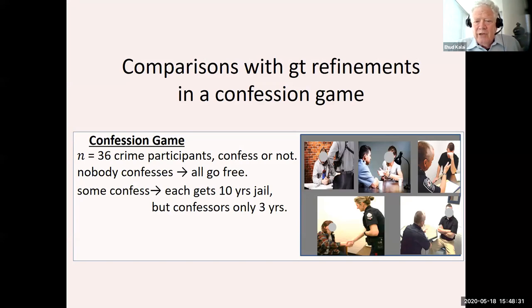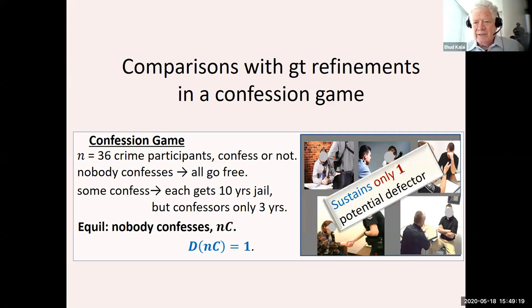Each player has to decide to confess or not, but somewhat similar, not the same, to the prisoner's dilemma, the police make a deal with them. So first, if nobody confesses, the police are going to have to let them all go free. But if some confess, the understanding is that each one of these crime-committing players will get 10 years in jail, but people who chose to confess will be rewarded by having their sentence reduced to only 3 years in jail. I hope it's clear. Okay. So if nobody confesses, they go free. If some confess, the non-confessors get 10, the confessors get only 3.